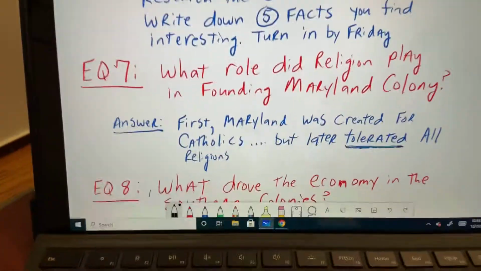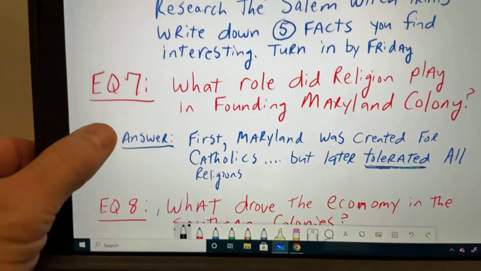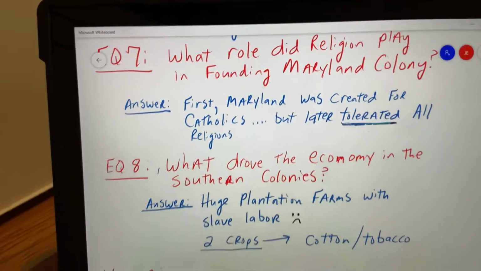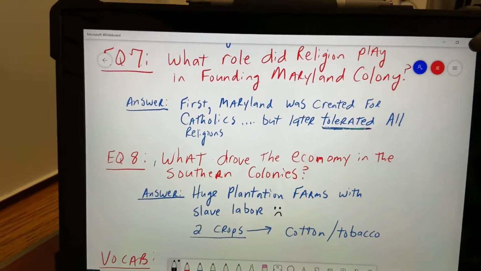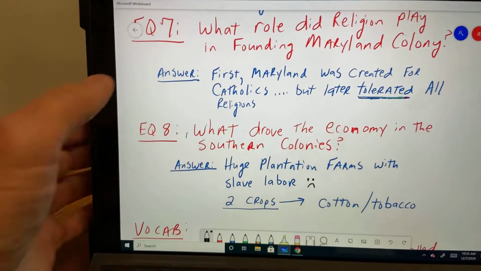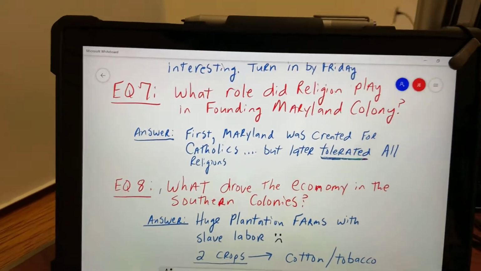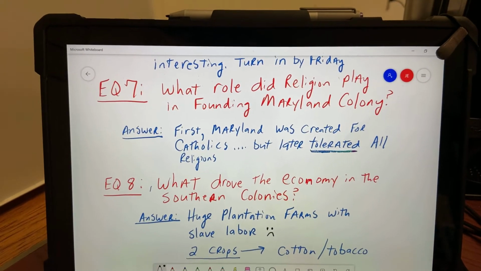So get out your notes. These are the last notes we're going to add in. And we're going to start here with EQ number 7. You can pause this at any time to copy this down. But EQ number 7 asks us this important question: what role did religion play in founding the Maryland colony?